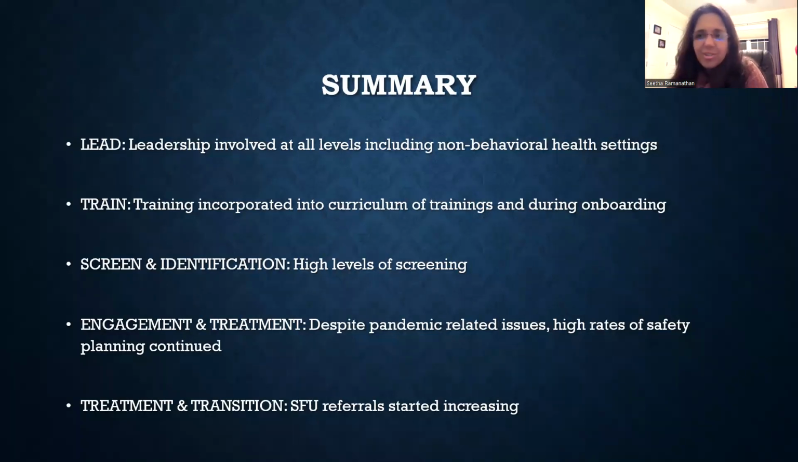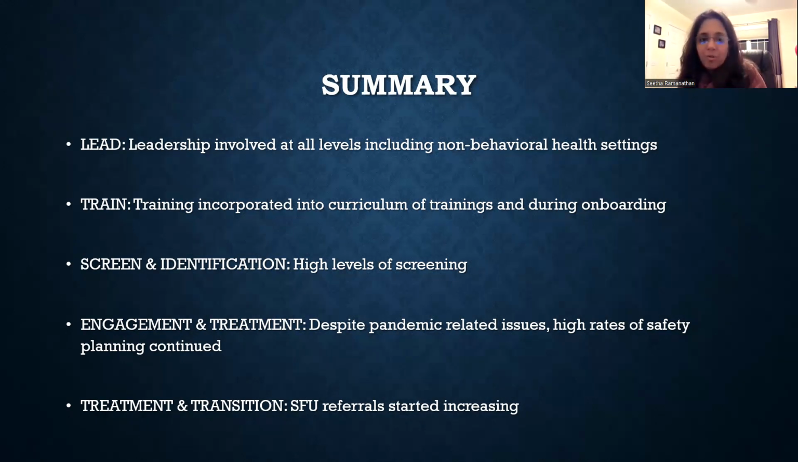Screening and identification, as you could see, we should be at 100%, but 90% we will take it. So we're at 90%. We continue with the 90%. Engagement and treatment, despite pandemic related issues, I'll give you the challenges we faced, but despite those pandemic related issues, we maintained a high rate of safety planning. I can't tell you whether we did a good job with the quality, but we maintained a high rate of safety planning.